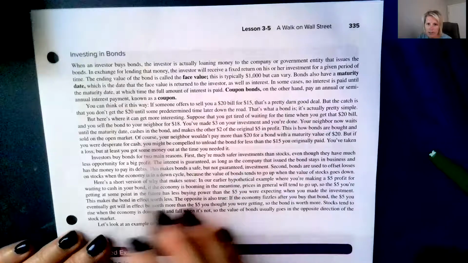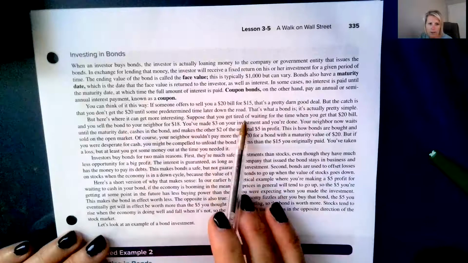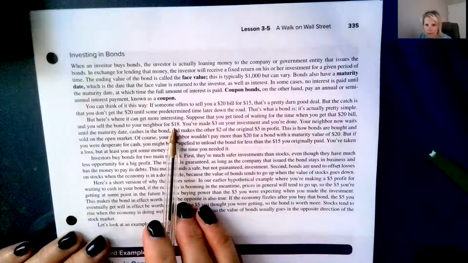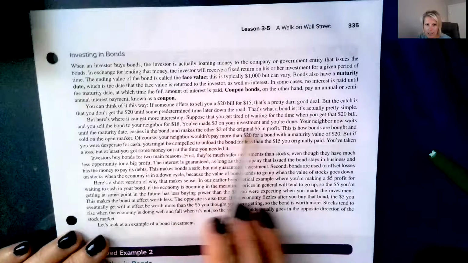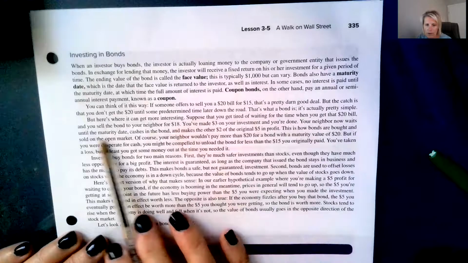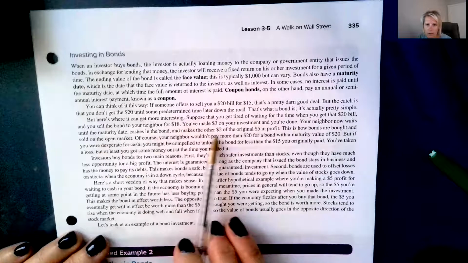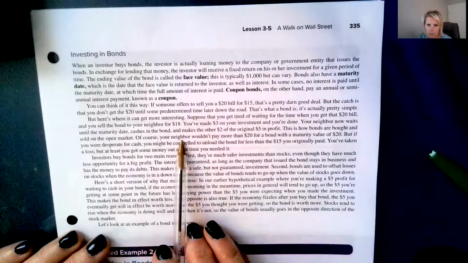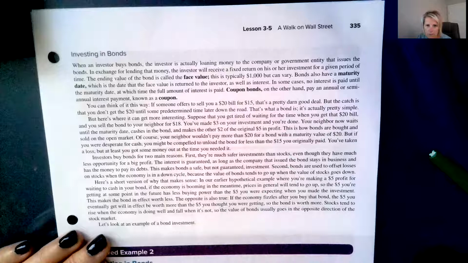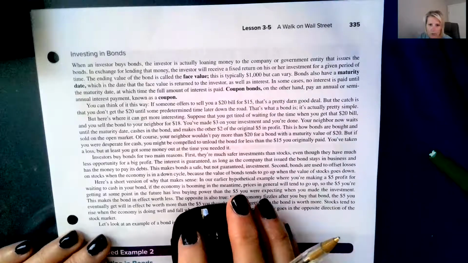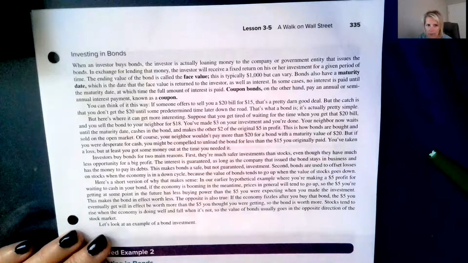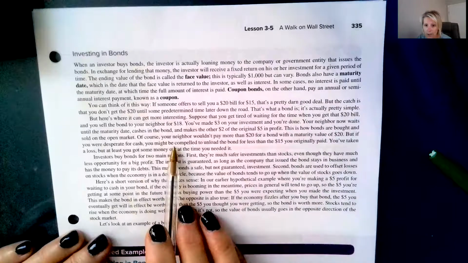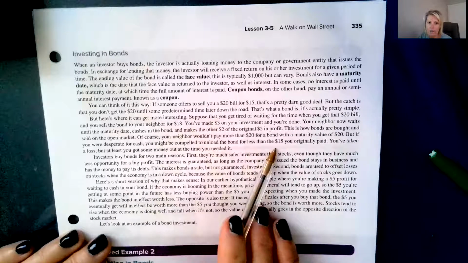Suppose that you got tired of waiting for the time when you get that $20 bill and you sell the bond to your neighbor for $18. You've made $3 on your investment and you're done. Your neighbor now waits until the maturity date, cashes in the bond, and makes the other $2 of the original $5 in profit. This is how bonds are bought and sold on the open market. Of course, your neighbor wouldn't pay more than $20 for a bond with a maturity value of $20. But if you were desperate for cash, you might be compelled to unload the bond for less than the $15 you originally paid. You've taken a loss, but at least you got some money out at the time you needed it.